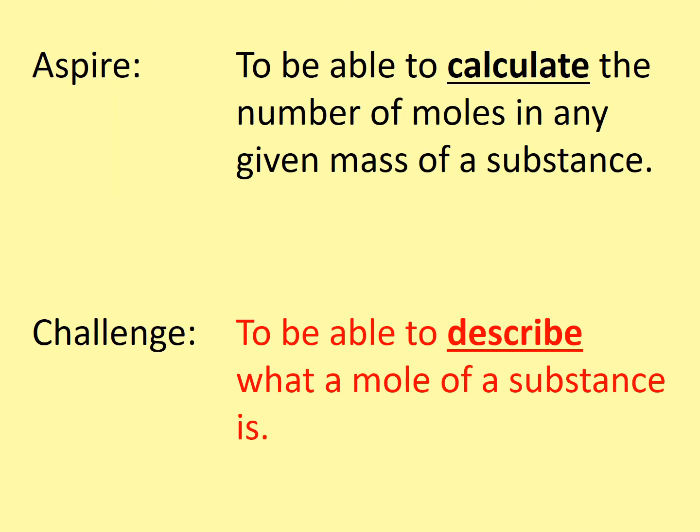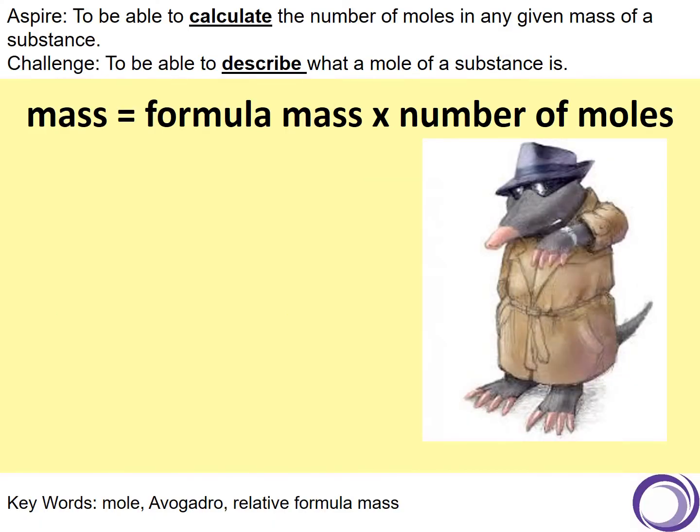So we are able now to describe what a mole of a substance is. And what we're then going to be able to do is look at our aspire outcome to actually calculate the number of moles in any given mass of a substance. So this is an incredibly important equation, and you absolutely need to know this. The mass is equal to the formula mass multiplied by the number of moles.